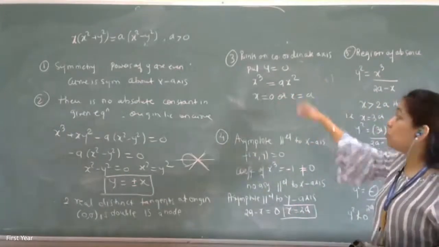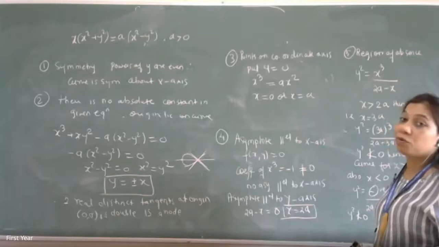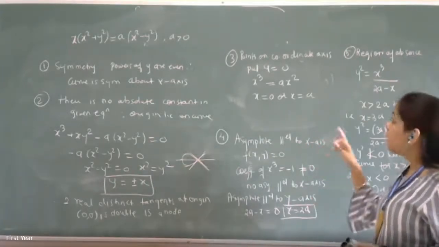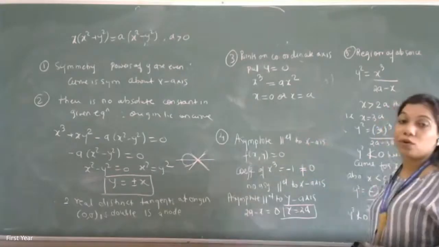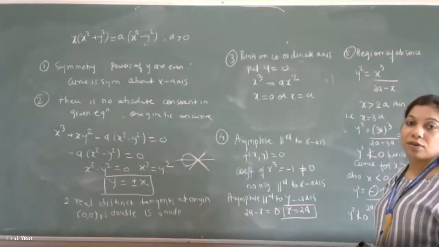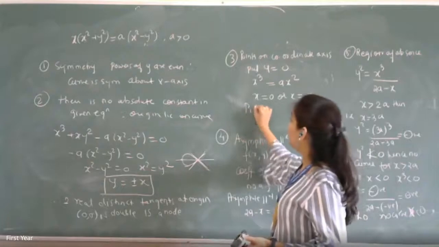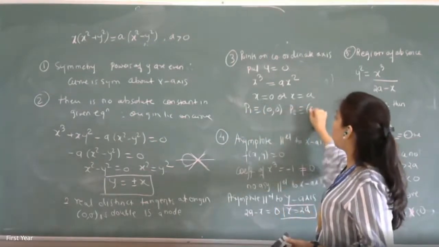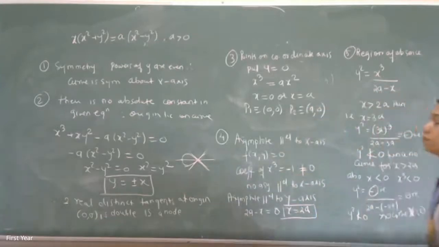To cancel, the non-zero value of x should be removed, that condition. So when x is 0, then this equation is satisfied. If x is not 0, then x is equal to a. So what is your point? Point 1 is 0, 0 and point 2 is a, 0. Is this okay? Yes, ma'am.